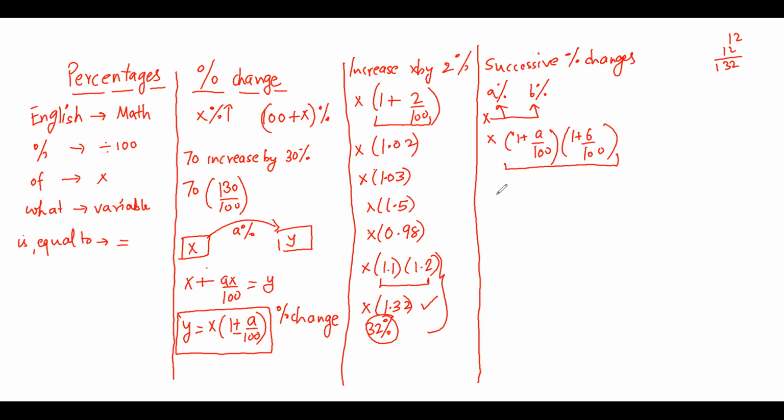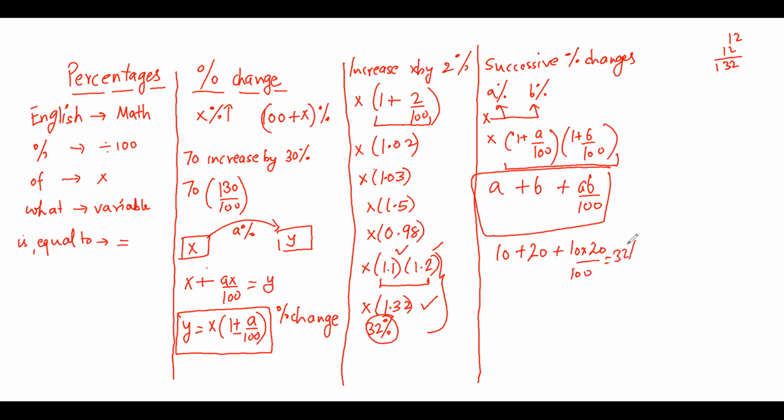Or you can simply say that X has changed, and if you actually solve this, you would know that X would have changed by A plus B plus AB by 100. This is the overall percentage change in X. So using this example, if X changed by 10% and then by 20%, that is 10% plus 20% plus 10 into 20 by 100, which is equal to 32% change. Wherever there is a percentage decrease, you have a negative there. If both are percentage decreases, then you have 2 negatives there, and this will actually become positive, right?